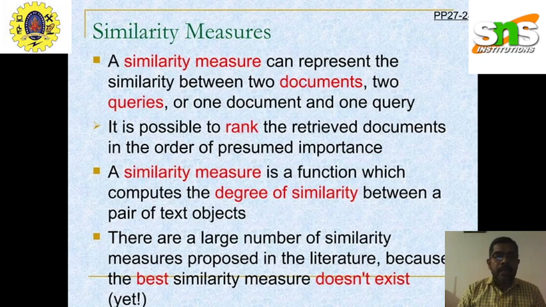In data mining, we are talking about similarity measurements. It has to be done between two documents or two queries, or one document and one query. In every retrieval we have to rank the outcome of the retrieved documents. The similarity measurement is a kind of function, and we have to compute the degree of similarity in a pair of text objects.